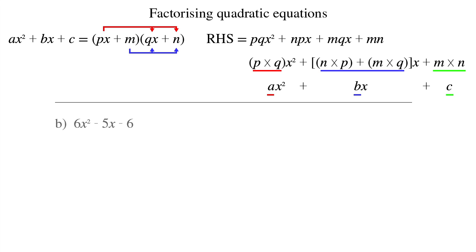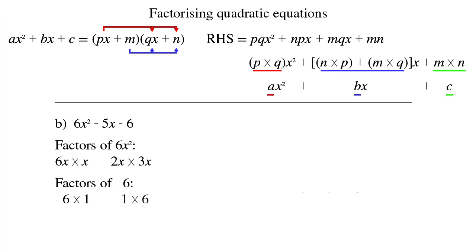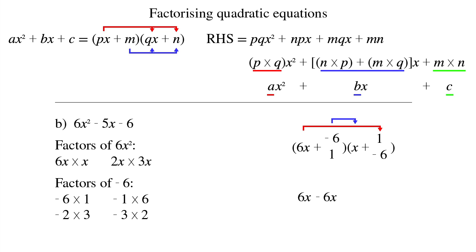We're now asked to factorise 6x squared negative 5x negative 6. We'll start as before with some possible factors of 6x squared. Well, we could have 6x and x, or 2x and 3x, alongside factors of negative 6, which could be negative 6 and 1, negative 1 and 6, negative 2 and 3, or negative 3 and 2. Again, we just have to use some trial and error. So let's try 6x plus negative 6 times x plus 1, or 6x plus 1 times x plus negative 6. For our top choice, the middle term is 6x negative 6x, which is 0.